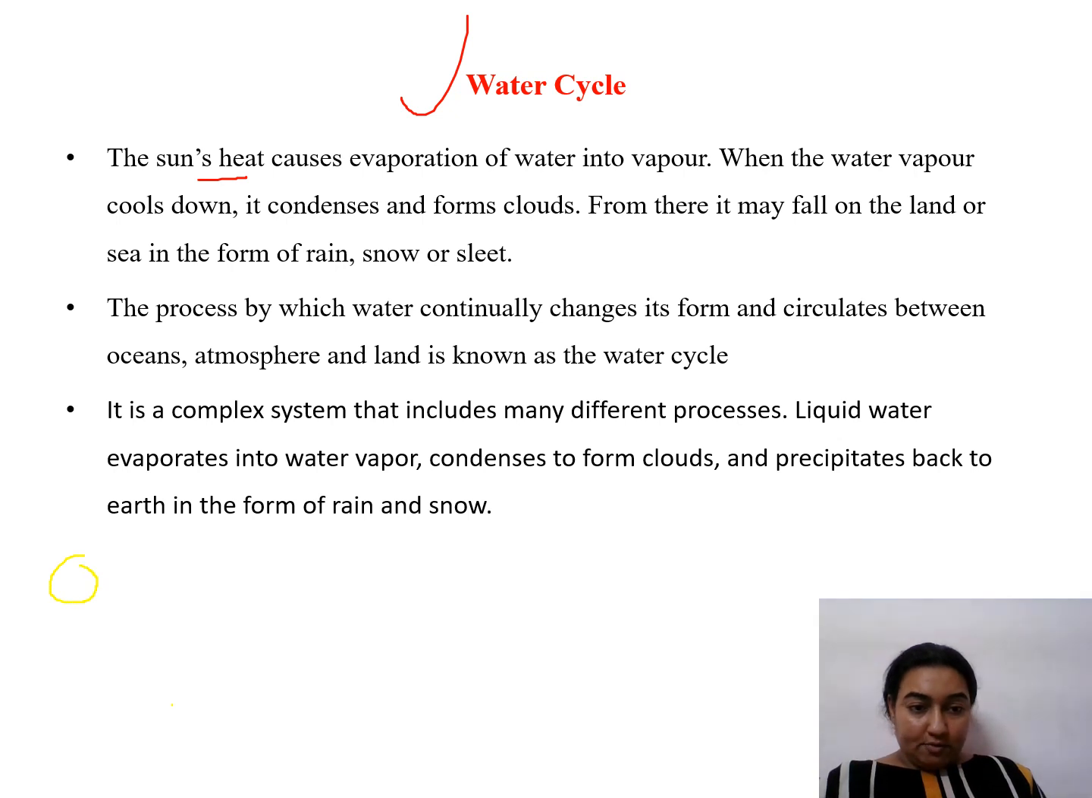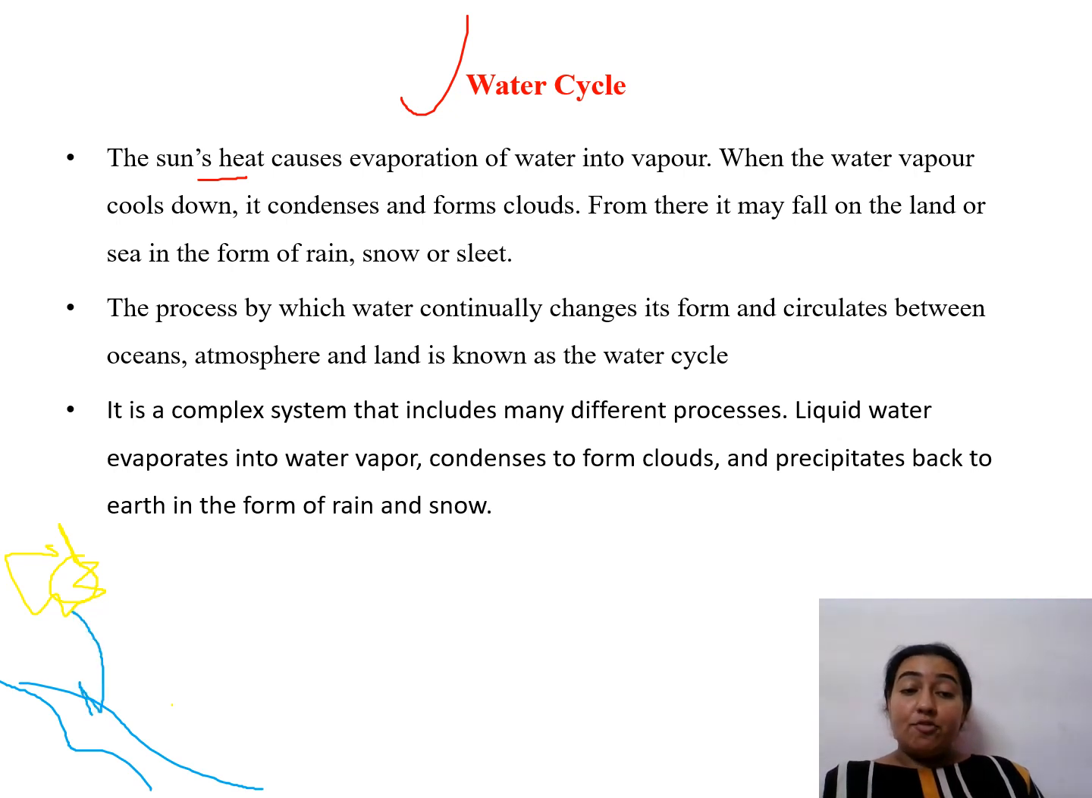This is the sun. Now the sun's heat causes evaporation of water into water vapor. Suppose the sun is there and we have rivers flowing over here. The sun's heat that comes to the river will cause evaporation. So now what will happen due to this evaporation, students?